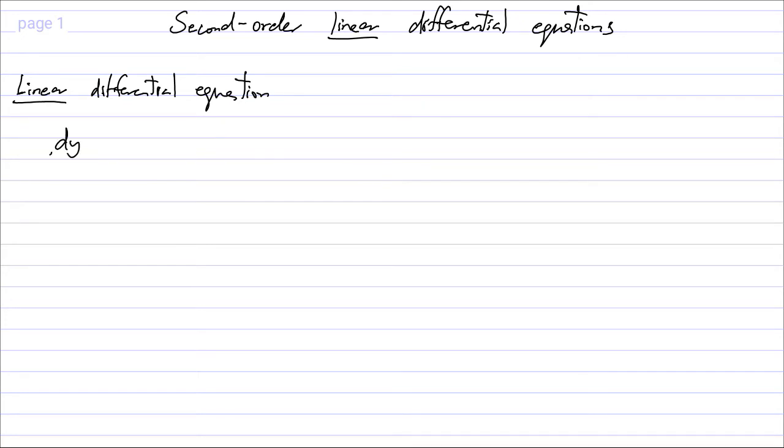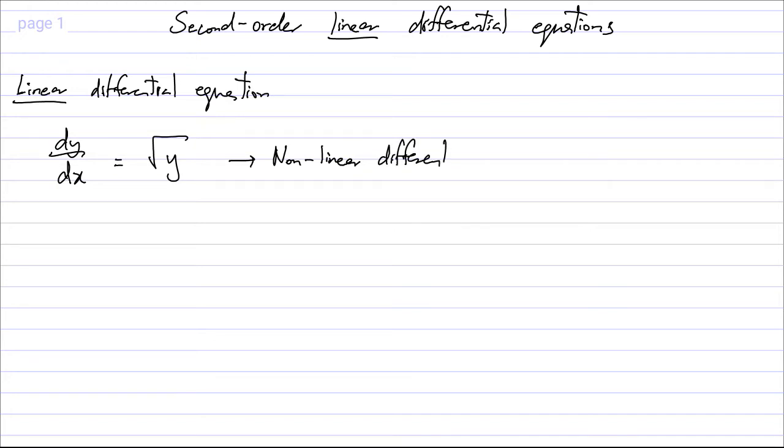Okay, so dy by dx is equal to say square root of y. Now this is a non-linear differential equation. Fine. I can recast, if you want, this equation in the form, okay, so that it looks analogous to a homogeneous linear differential equation, except that it's not linear.